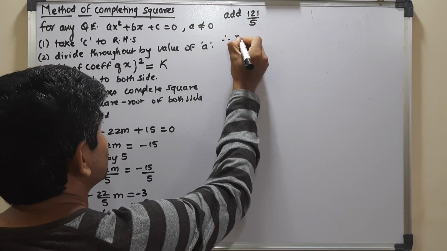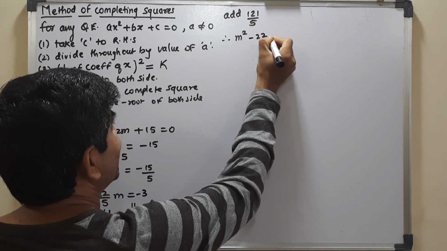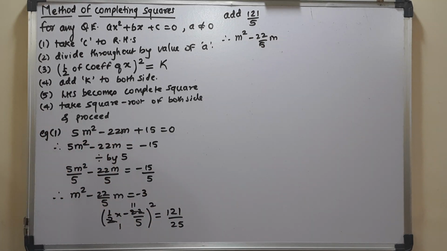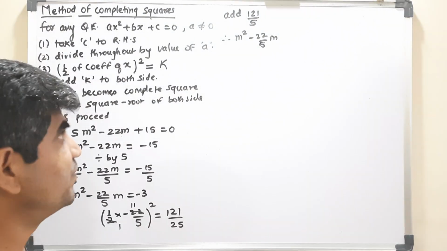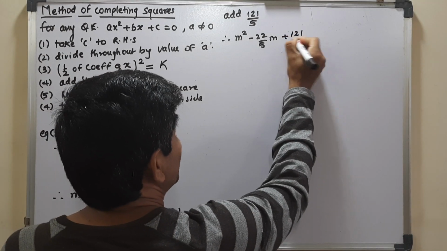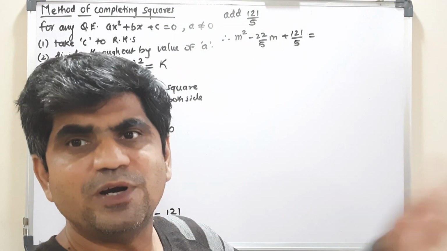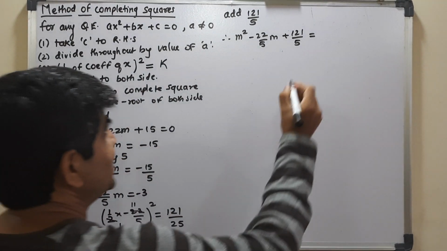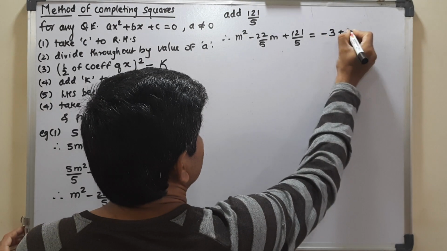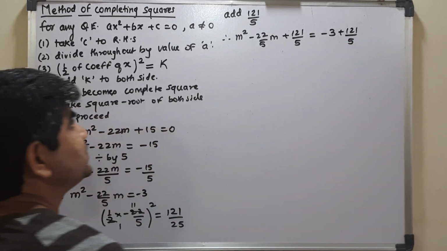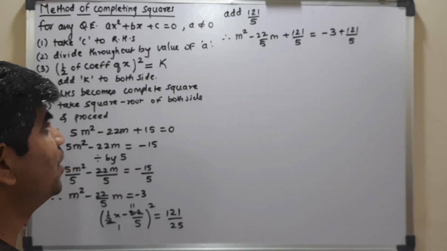So you get here m square, which is already present here, minus 22 by 5 m, which is already present over here. And what you are going to add? K. K is what? 121 by 5. That is plus 121 by 5. Okay, this you added on the left side. One more time, add on the right side. That is minus 3, which is here, plus 121 by 5. Agreed? Yes or no? Yes.